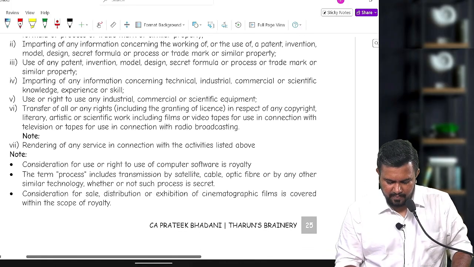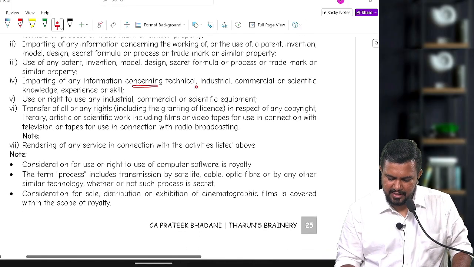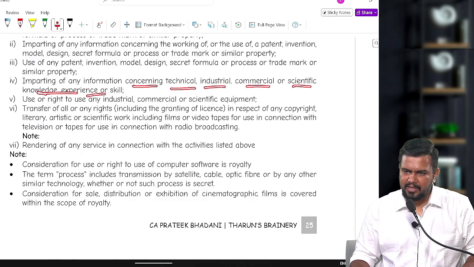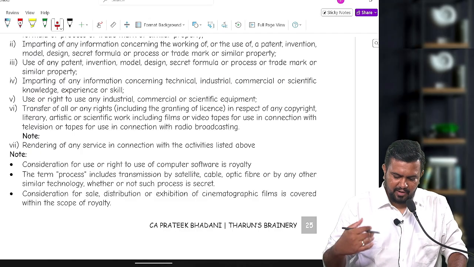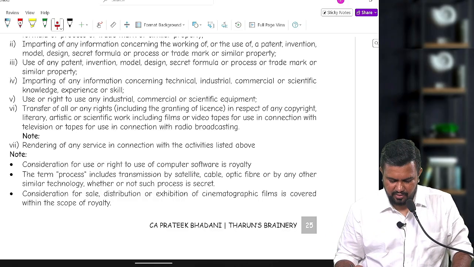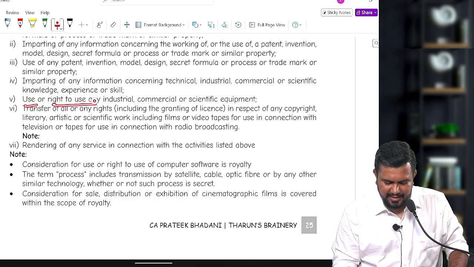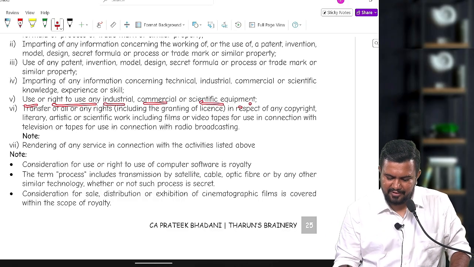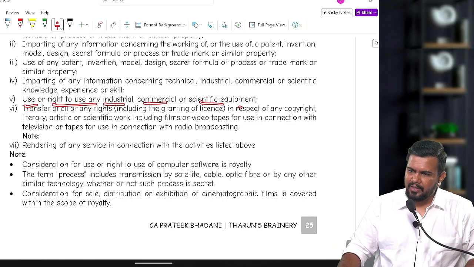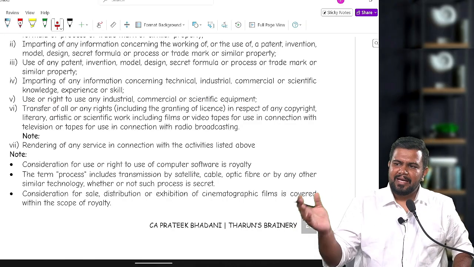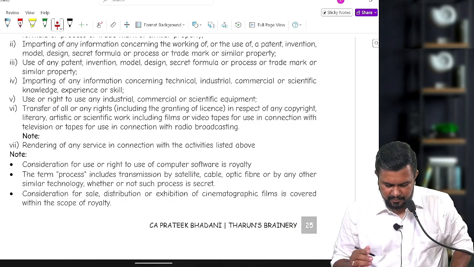Then fourth one, imparting any information concerning technical, industrial, commercial, or scientific knowledge, experience, or skill. So for giving out this skill, if you are getting money, that is royalty. Then use or right to use any industrial, commercial, or scientific equipment. You are having equipment, you are allowing another person to use it, getting the money, that is also royalty.